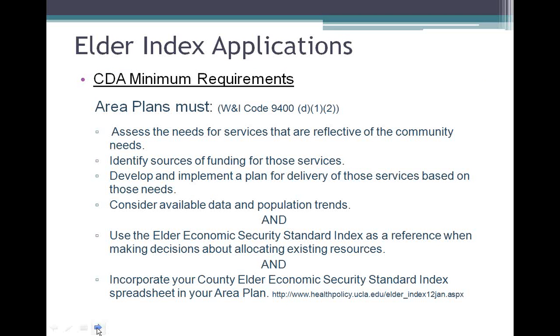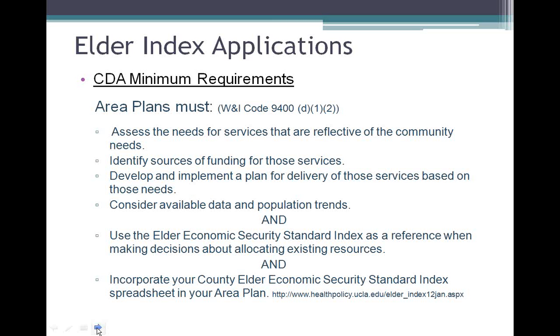Okay, there are also minimum requirements AAAs must adhere to based on this change. As you're aware, each AAA area plan must include the following: assess the needs for services that are reflective of the community needs, identify sources of funding for those services, develop and implement a plan for delivery of those services based on those needs, and consider available data and population trends.